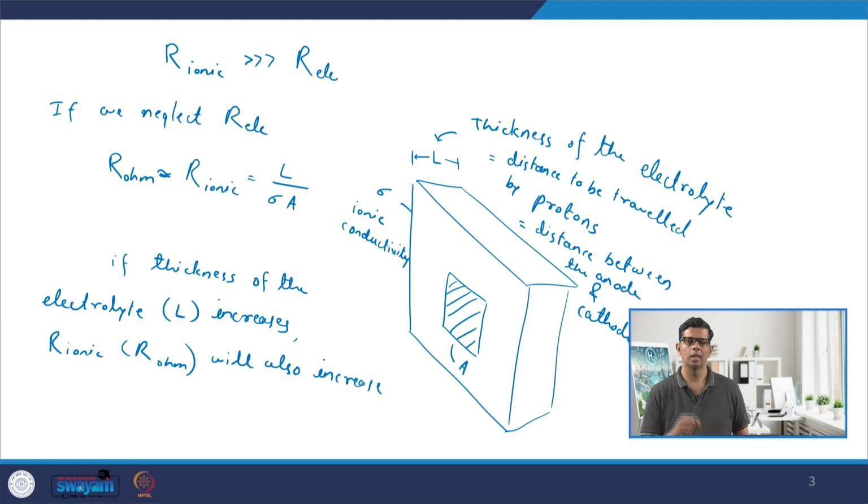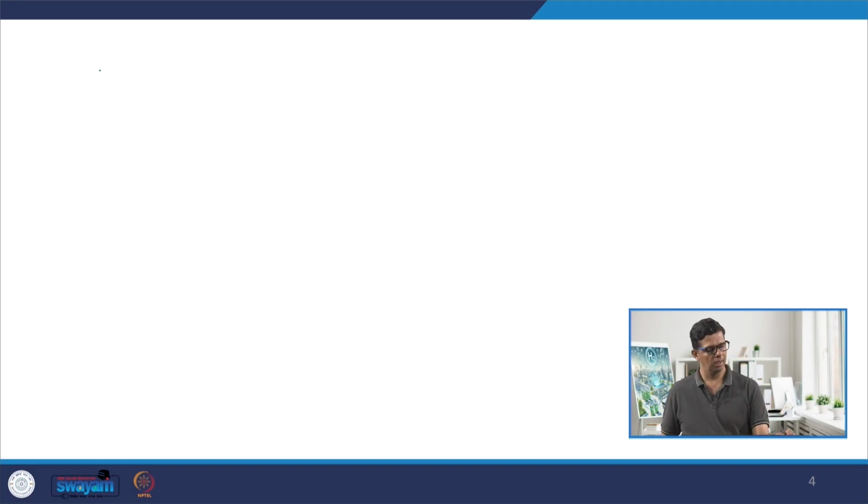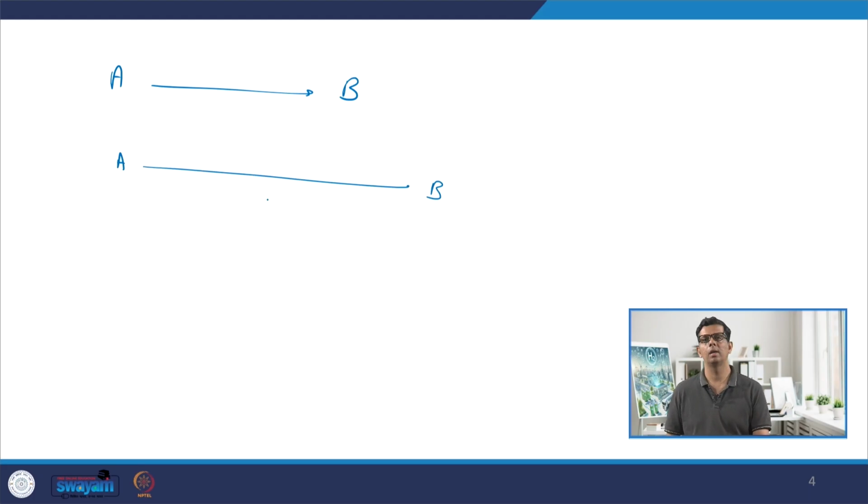So the dV by dx, which we have seen earlier, that is the potential gradient, has to be increased if the protons have to travel more distance, or in other words the ohmic overpotential will be more if the thickness of the electrolyte is more. We can understand this concept in a simplified version. For example, if you want to travel from point A to point B, and this distance increases, obviously we are expected to burn more fuel to reach the destination.